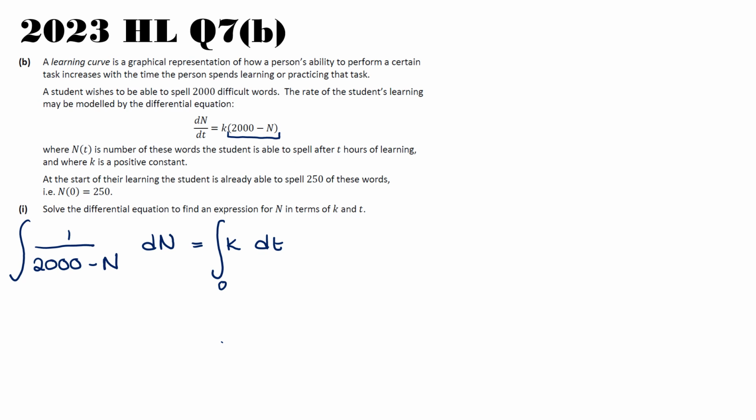And when t is 0, we were told that n is equal to 250, and we were trying to find an expression for n in terms of t. We're not subbing in for our k. So the left-hand side is a version of 1 over ax plus b, or some version of that we're integrating, which is a more complicated version of just 1 over x.